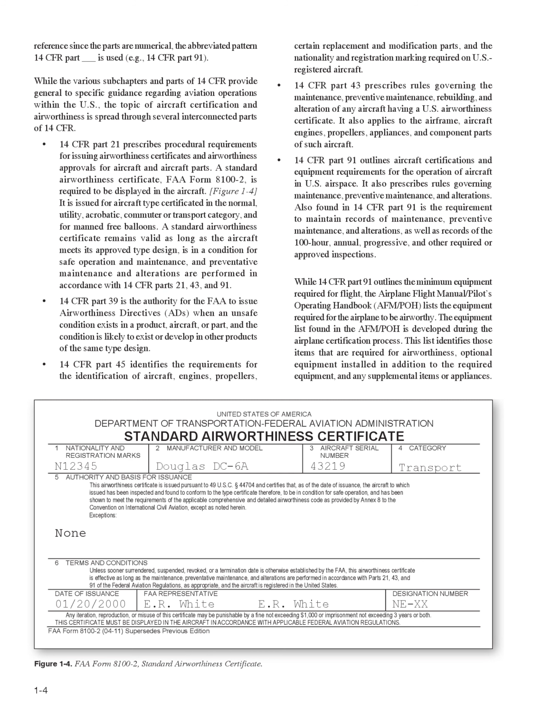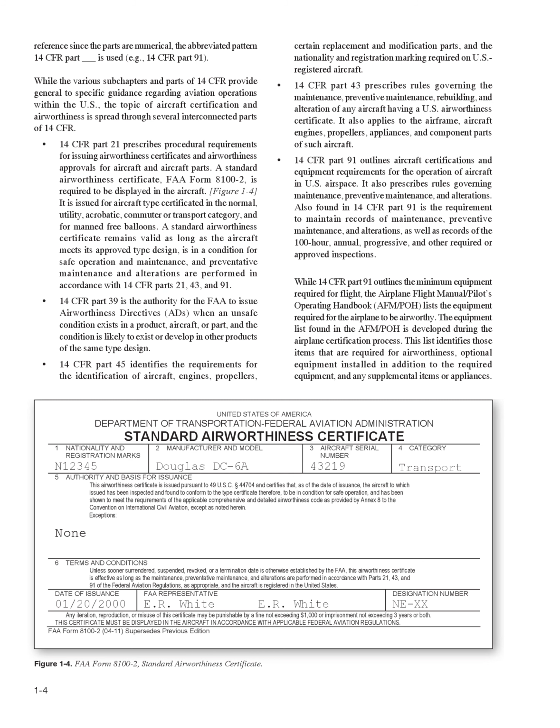While 14 CFR Part 91 outlines the minimum equipment required for flight, the Airplane Flight Manual/Pilot's Operating Handbook, AFM/POH, lists the equipment required for the airplane to be airworthy. The equipment list found in the AFM/POH is developed during the airplane certification process. This list identifies those items that are required for airworthiness, optional equipment installed in addition to the required equipment, and any supplemental items or appliances.